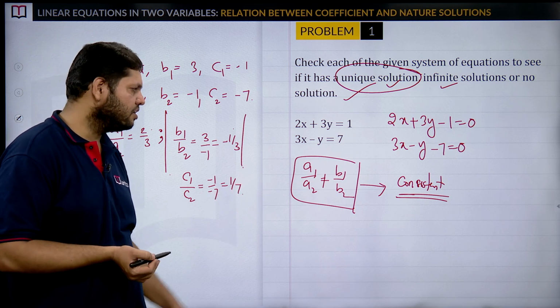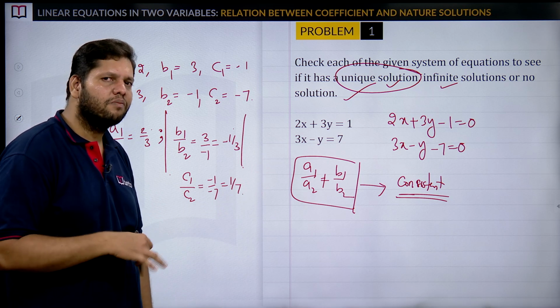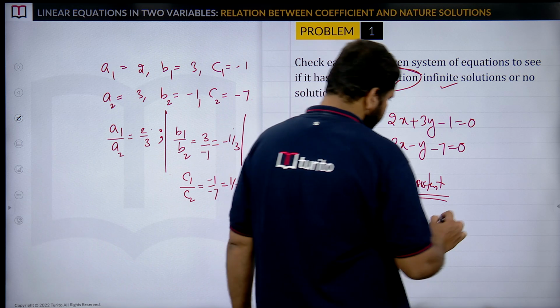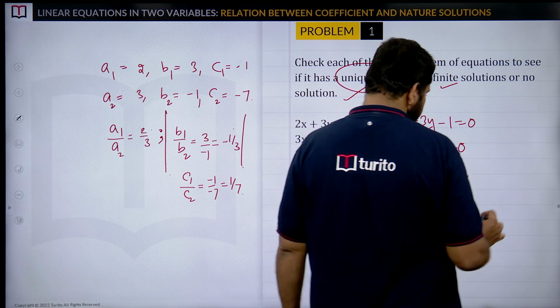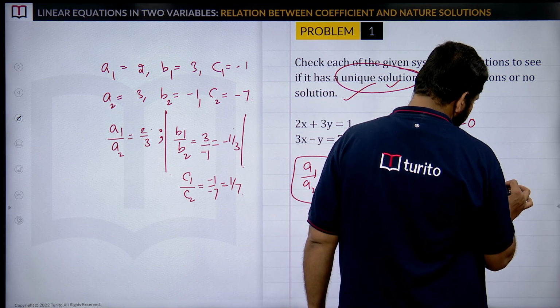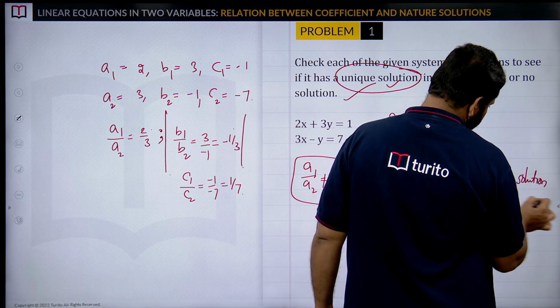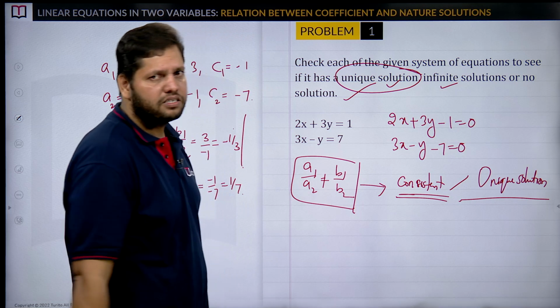What is the first condition? a1 by a2 is not equal to what? b1 by b2. Okay. So, we can say here consistent. Consistent means, what is the condition, children? We can say it is a unique solution. So, I can say it is a unique solution or a single solution.